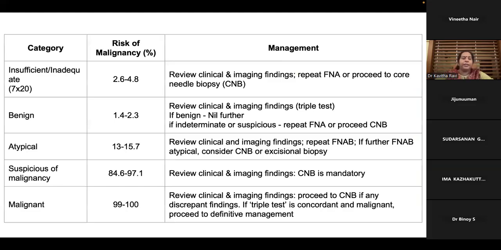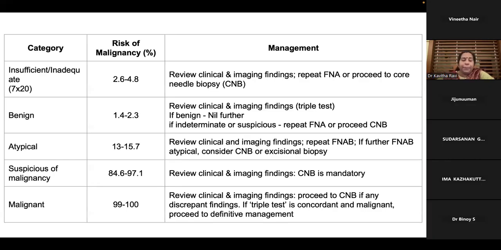Now we'll see the risk of malignancy for each category. First, insufficient or inadequate. What is the adequacy in breast? In much of the literature it's not very clear, but some textbooks give a minimum of at least 7 clusters with 20 ductal epithelial cells each. That must be the adequacy for a breast aspirate. Anything less is insufficient or inadequate. Still, the risk of malignancy is 2.6 to 4.8% in such cases. So what we have to do is review the clinical and imaging findings, repeat the FNAC, and if required, go for a core needle biopsy. That is the first step in evaluating any suspicious breast lump: a core biopsy or true cut biopsy of the breast.